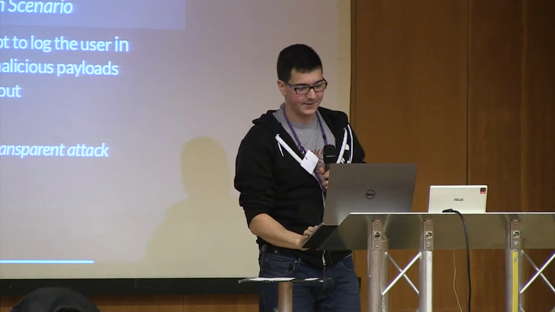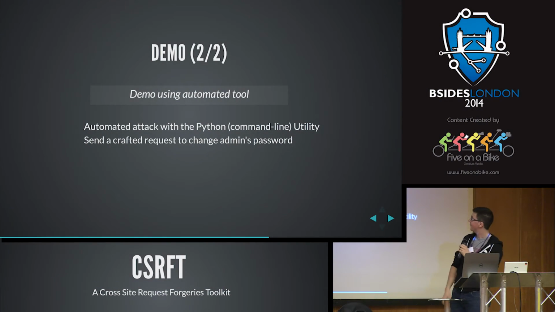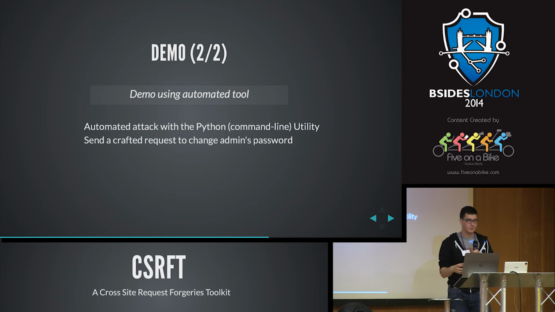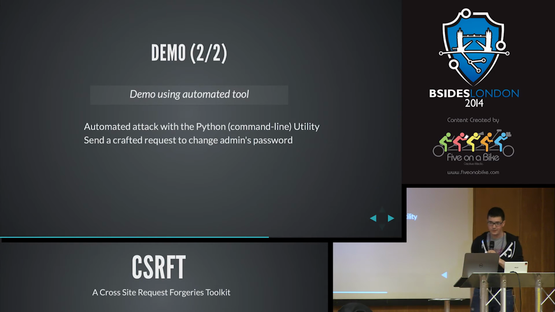Woo! Okay. And the second demo I'm going to do is the automated attack with my Python utility, just to show you, if you manage to find a vulnerable platform, what you can do to create some proof of concept really easily. So just one command line, you will be able to do it. And it's going to send a crafted request to change the admin password.